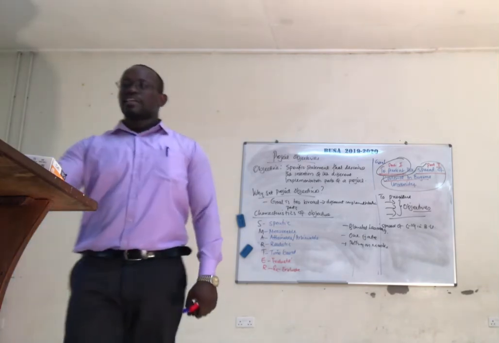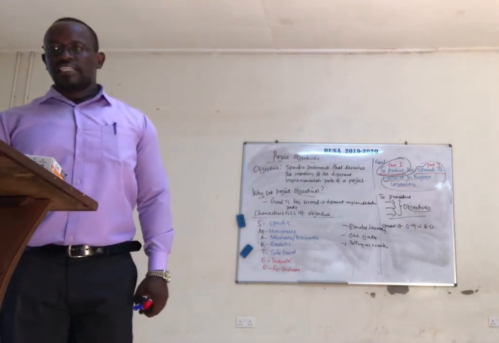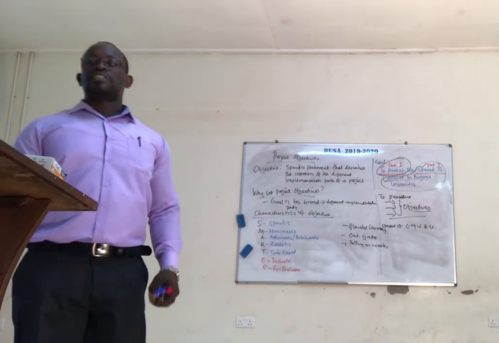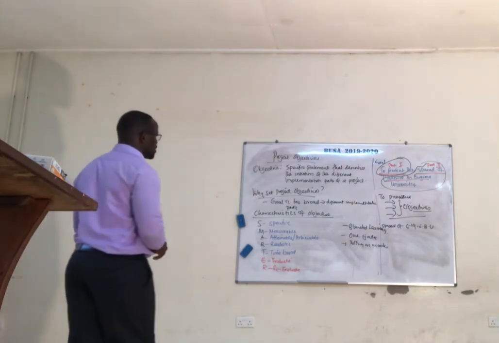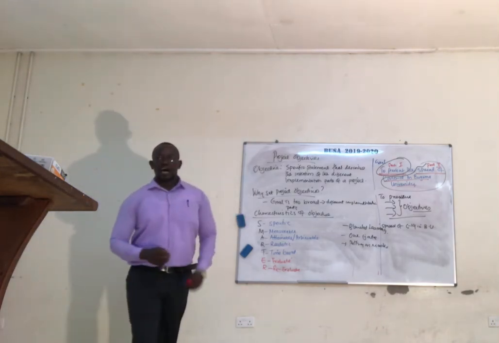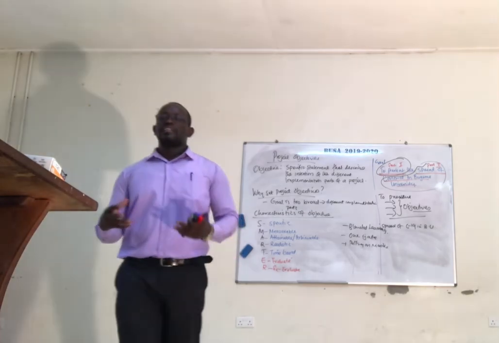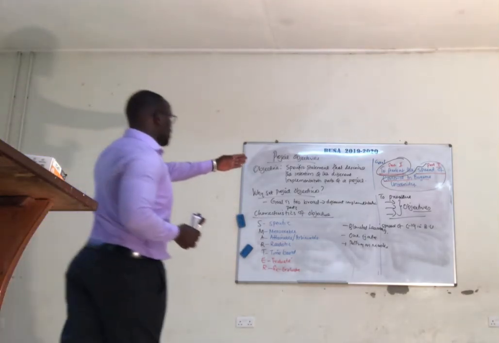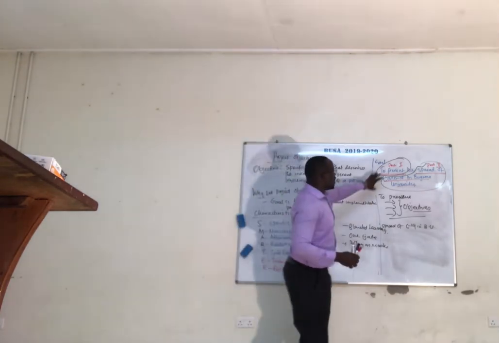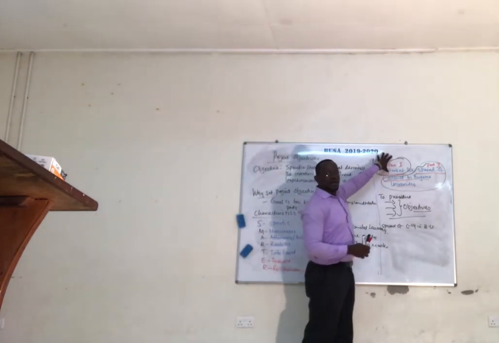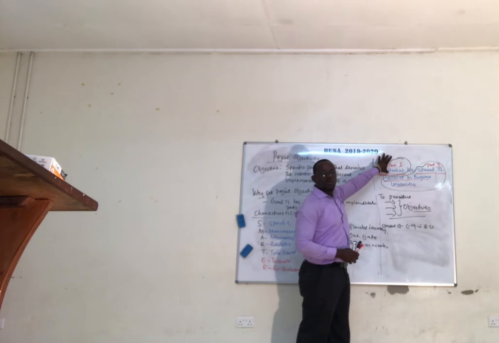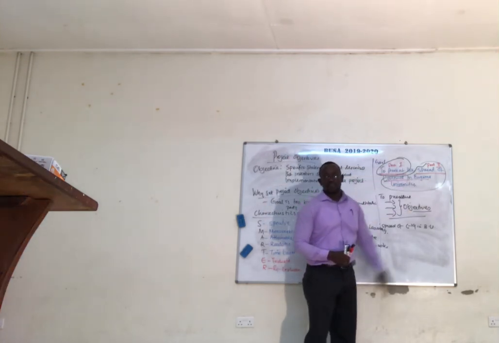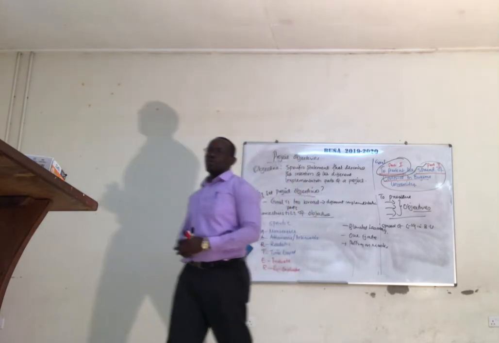Now this gives me the idea of how we set the project objectives. I've been talking about it here. How do we set project objectives? We divide the goal into implementation parts. We know the goal has two components: the part that summarizes what is going to be done and the part that summarizes the overall impact of the goal.